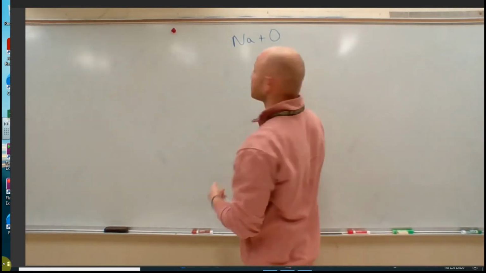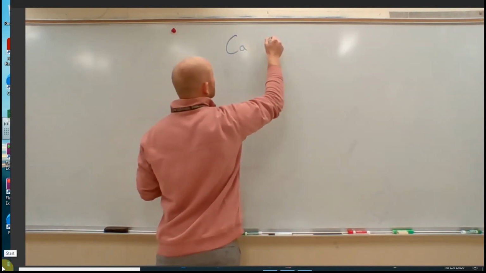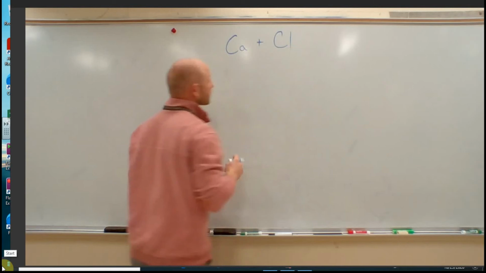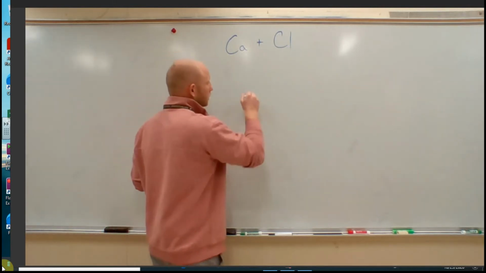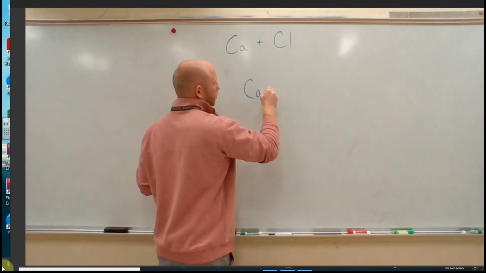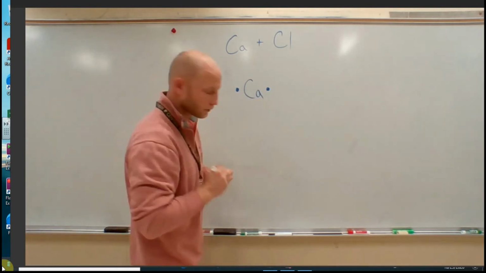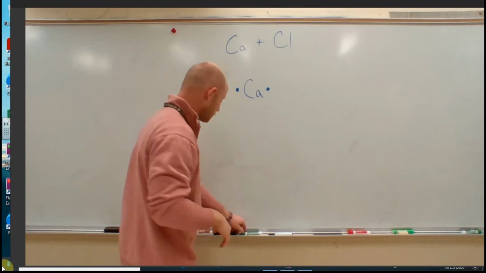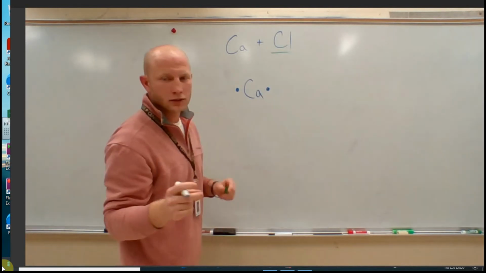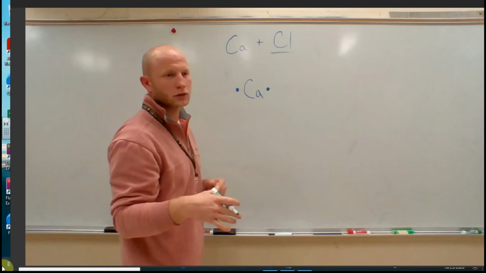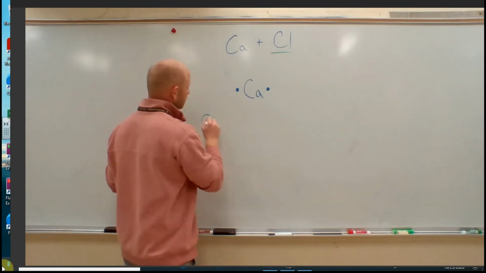So calcium chloride is going to be similar. Plus chlorine. So calcium, we know it's a group 2 element. Okay, so calcium has 2 valence electrons. It's group 2, therefore it has 2 valence electrons. We know chlorine is a group 7 element, so it's going to have 7 valence electrons. So I'll have chlorine here.